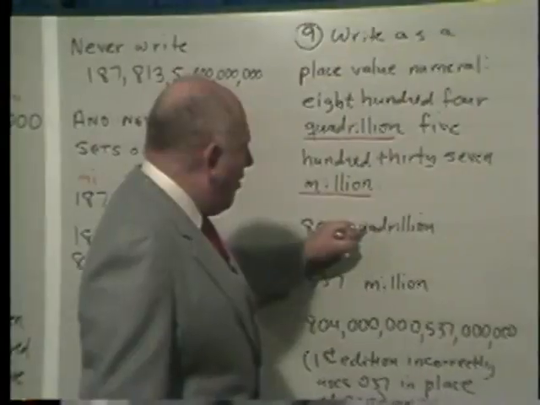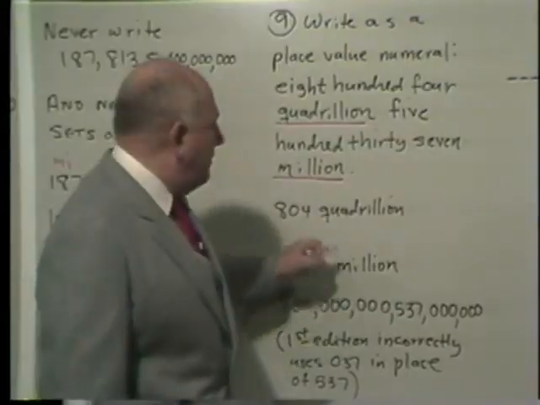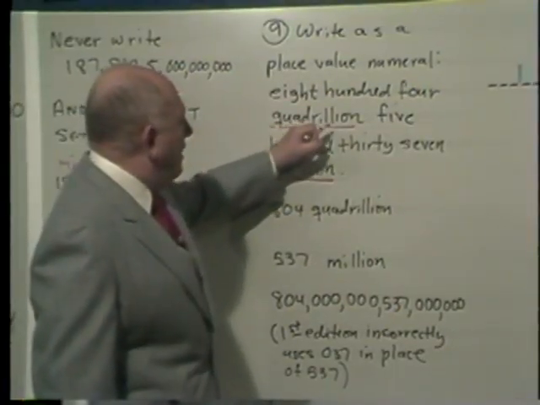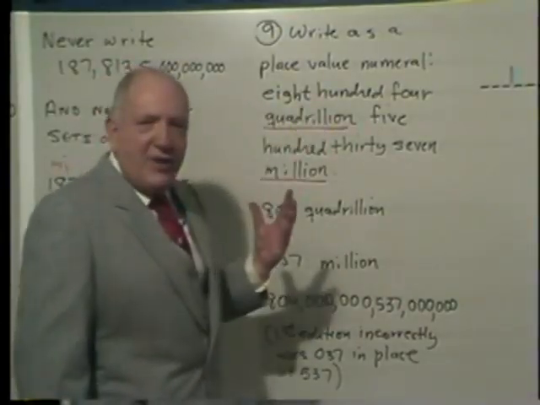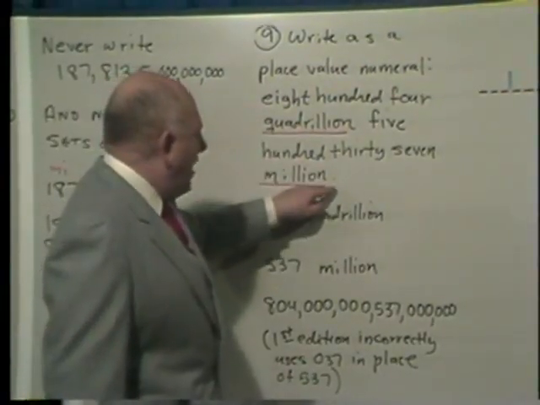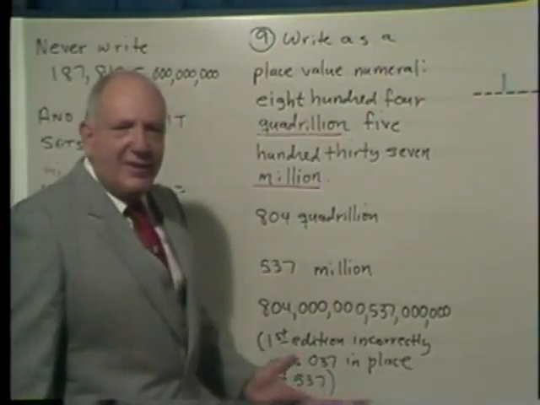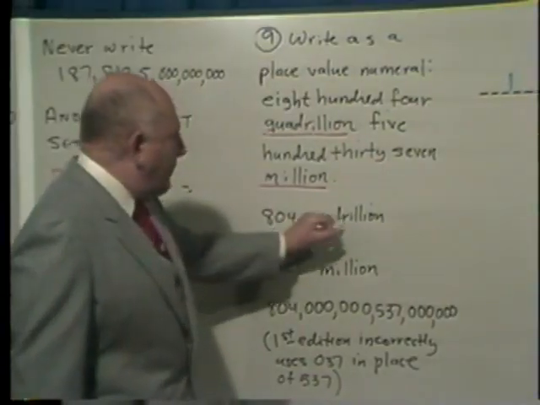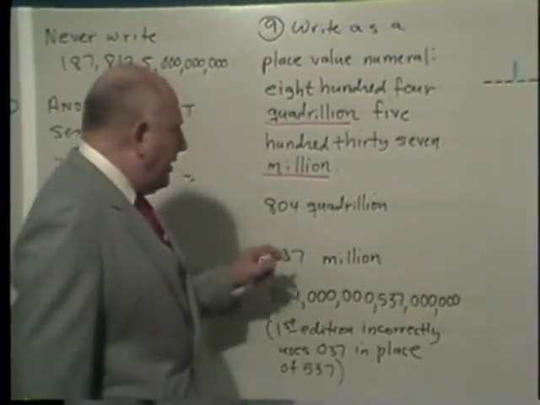What are the 2 major nouns? Quadrillions and millions. What do I need? I need the adjectives that modify them. So I go back to the beginning of the problem and ask, what modifies quadrillions? Well, 804 quadrillions. 804, that's a 3-digit number, so I can do that pretty easily. What modifies million? 537. That's an easy 3-digit number. So what do I have? 804 quadrillion, 537 million.